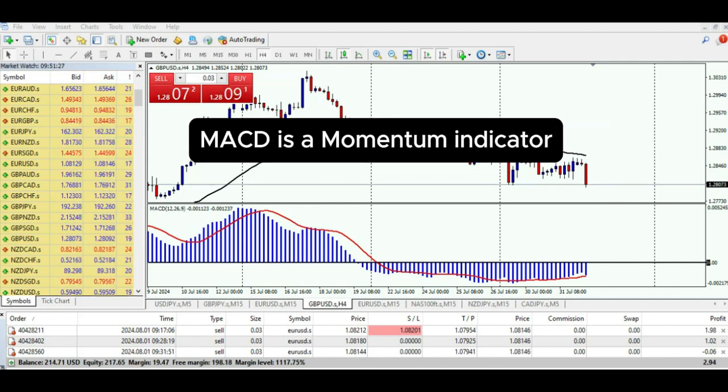MACD itself is a momentum indicator. A momentum indicator shows you the momentum of the market. So it tells you who is actively driving the market with an impulse to the downside or impulse to the upside.